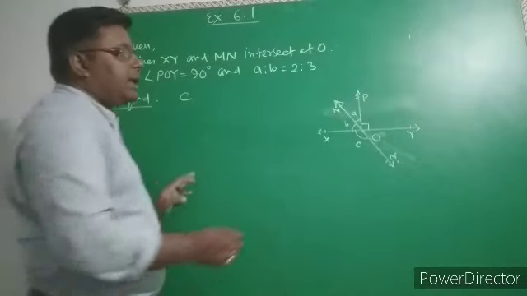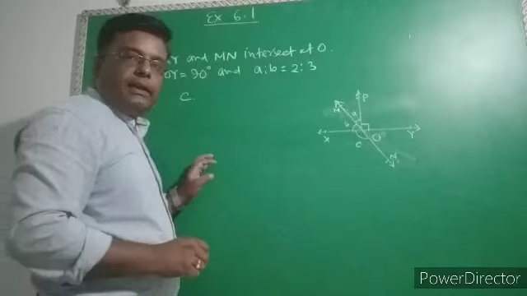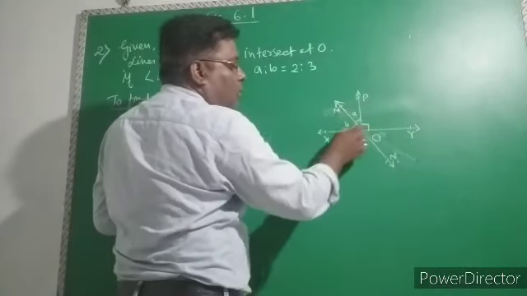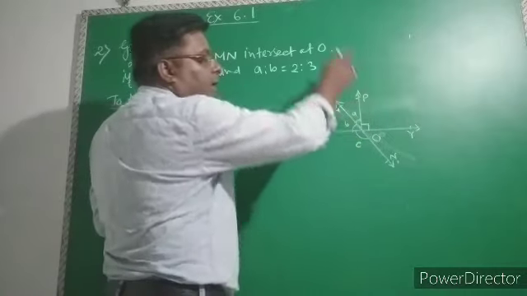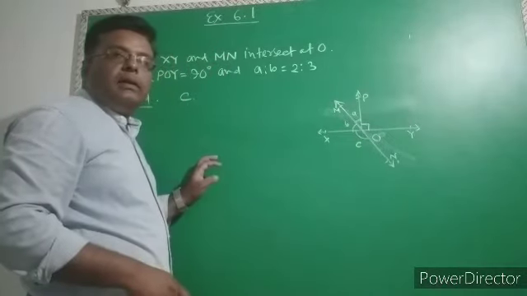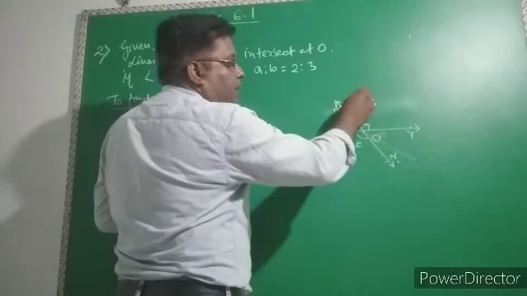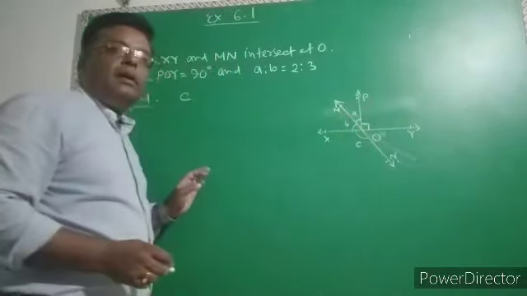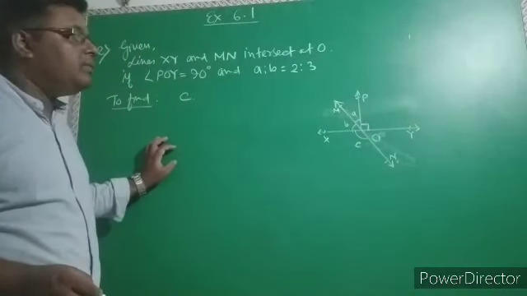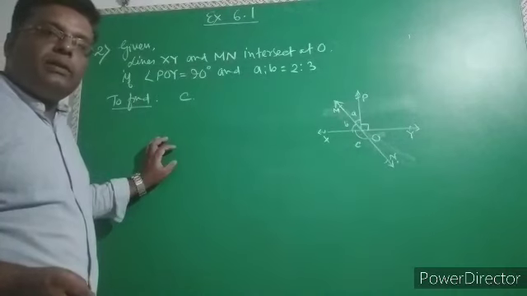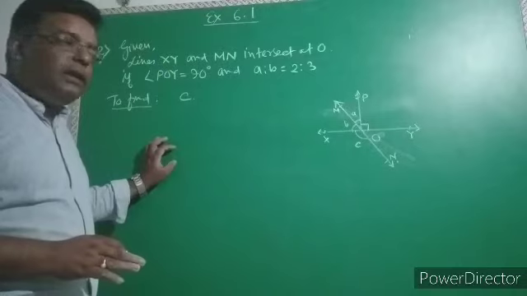So here, if POY is equal to 90 degrees, then obviously POX is also 90 degrees, because XY is a line and OP is a ray, and XOP and POY are two adjacent angles on the same line. Therefore the sum of these two angles equals 180. So one is 90, so another angle is also 90 degrees.